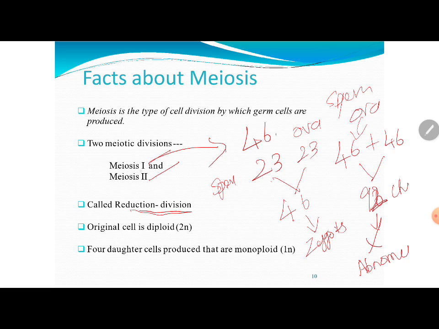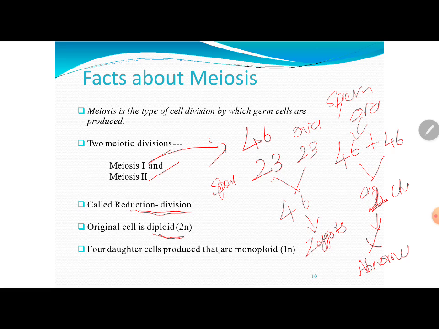Now this is a normal zygote. That is where the meiosis 1 division plays a vital role in the reproductive cell. If this does not happen, it leads to an improper zygote. It is not a viable zygote. The original cell is diploid, I told you, right? The normal body cell is diploid, which is 2n, 46 chromosomes.